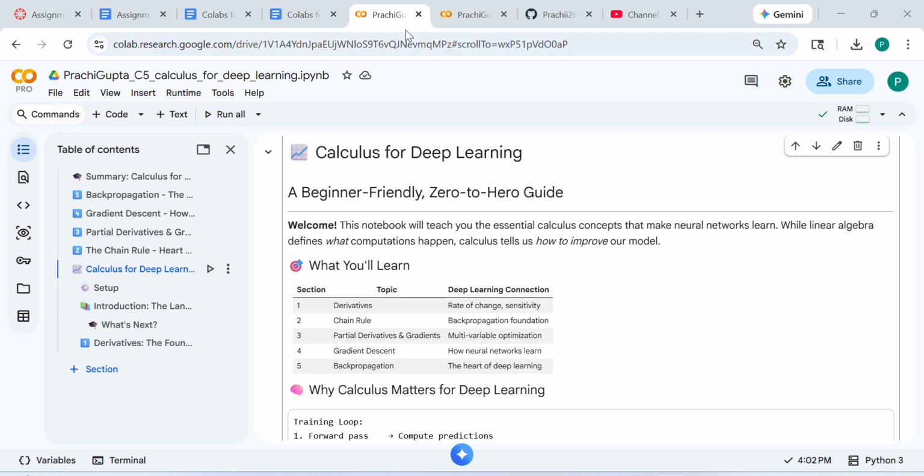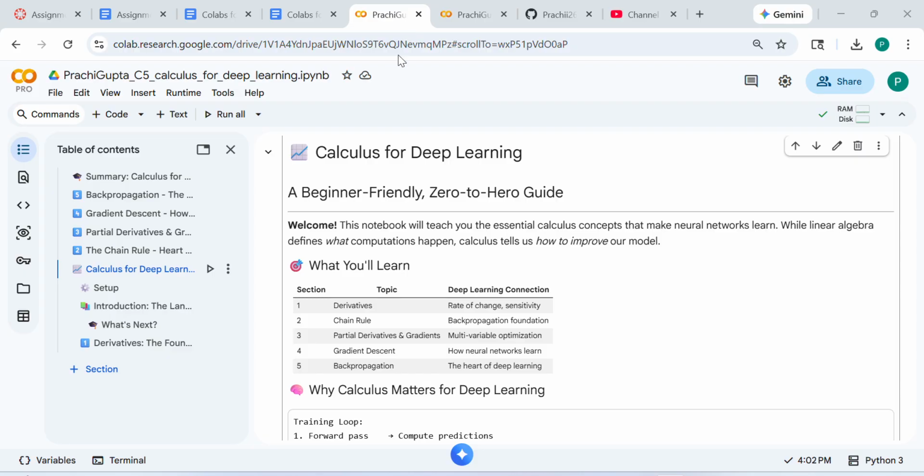This is Prachi Gupta, and we are moving ahead with our next collab. This is the Calculus for Deep Learning collab. It's a beginner friendly collab where it will teach you the essential calculus concepts that make the neural network learn.